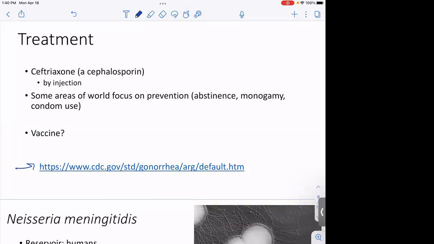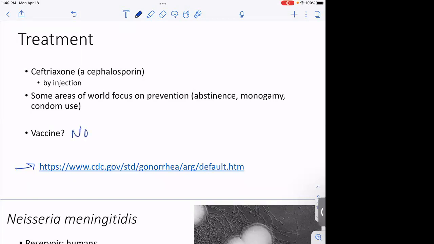There are areas of the world, particularly Southeast Asia, where they're seeing strains that are resistant to all the antibiotics that we have. There are areas of the world where they're really pushing public health campaigns for abstinence, monogamy, and condom use, because they're worried that we're close to not being able to treat this very effectively.